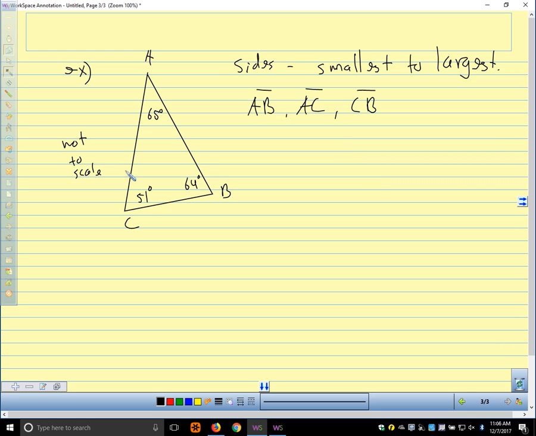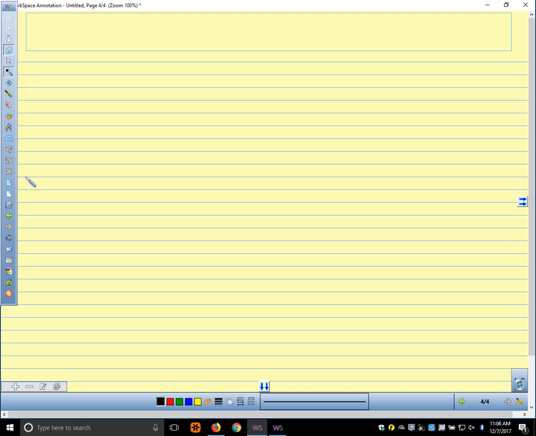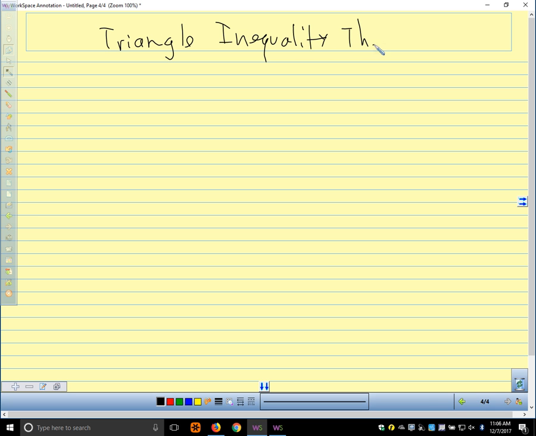All right, the last theorem that we're going to talk about today. This one is kind of the main theorem of this section. And this is the one that I said is one of the most important theorems in math. The triangle inequality theorem.